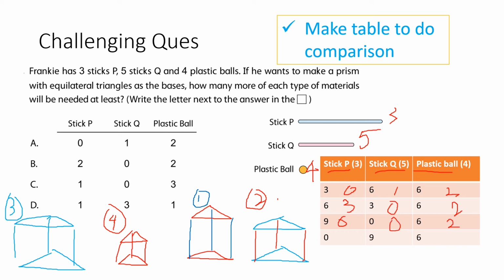Actually, you can see the answer now, but I still do case 4 for you. So for case 4, for P, we don't need to add any more P, and then we need to add 4 Q, and then 2 plastic balls. So you can see at least we need to add 0 stick P, 1 stick Q, and 2 plastic balls. That is answer A. So sometimes you need to make a table if there is more than one combination.